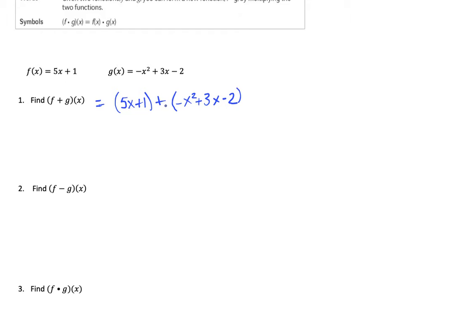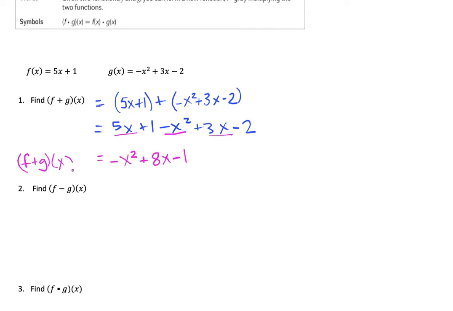Now, when you're adding, you really don't have to keep the parentheses, so I'm just going to drop those. And then I'm going to combine my like terms. My highest term here is negative x squared. My x's are 5x and 3x, so plus 8x. And then I have 1 and a negative 2, so minus 1. So that means when I add f and g together, I get negative x squared plus 8x minus 1.